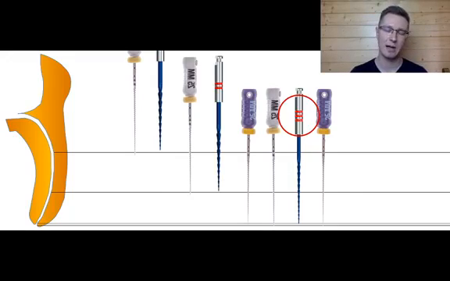So this is very important: switch to the smaller taper. You can go with the same ISO, but you need to switch to the smaller taper. I mean taper 04. And in the same manner as the sequence before, you can go with your file number 15. Sometimes you can switch to 10, or sometimes you need to switch to 10. So everything depends. But finally, before using your other file, you need to reach the hand file number 15 for the glide path.